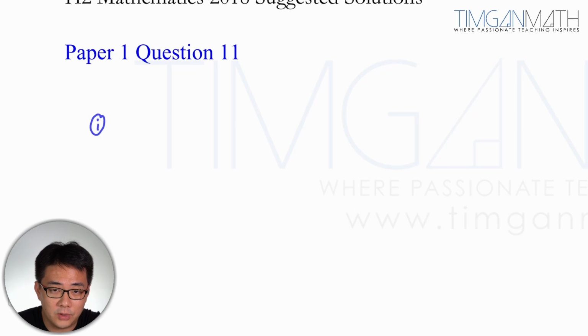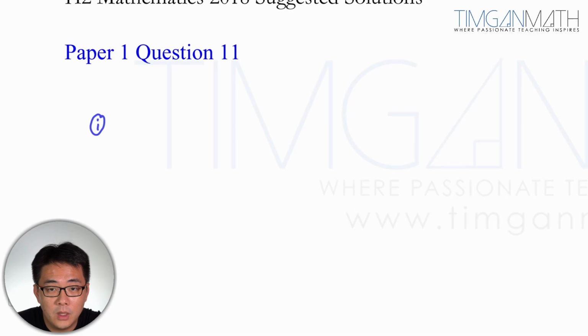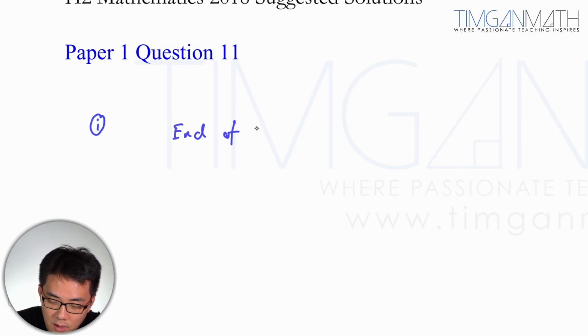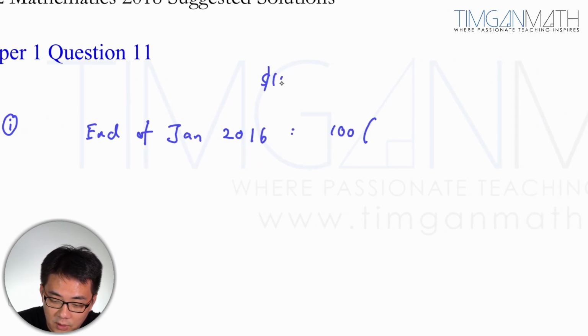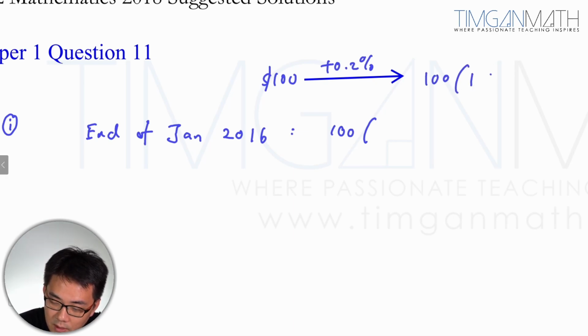So Mr. Wong invests $100 on 1st January. Okay. So write down how much the $100 is worth at the end of 31st December. So it means end of December. So end of Jan 2016, that will give us $100 plus this $100, what you need is adding 0.2%, right? So you could write 100.2%, in other words, this will be 1.002.